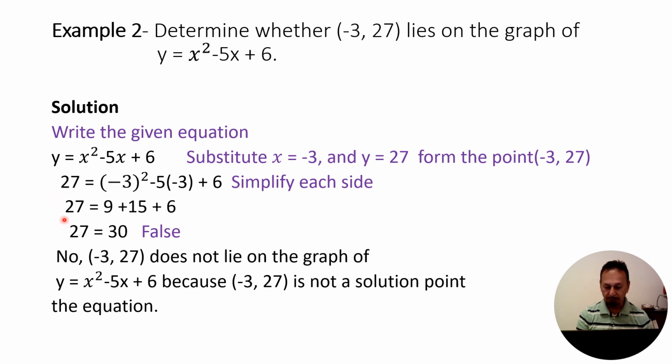The left side we have 27. Negative 3 squared becomes positive 9. When you square a negative number, it should become what? Positive 9. Now negative 5 times negative 3 is a negative times a negative, which becomes positive 15, and plus 6. So now 9 plus 15 becomes 24, plus 6 is 30. Now it says 27 equals 30, which is not true, false. So we say no, (-3, 27) does not lie on the graph of the equation y equals x squared minus 5x plus 6, because (-3, 27) is not a solution point of the equation.